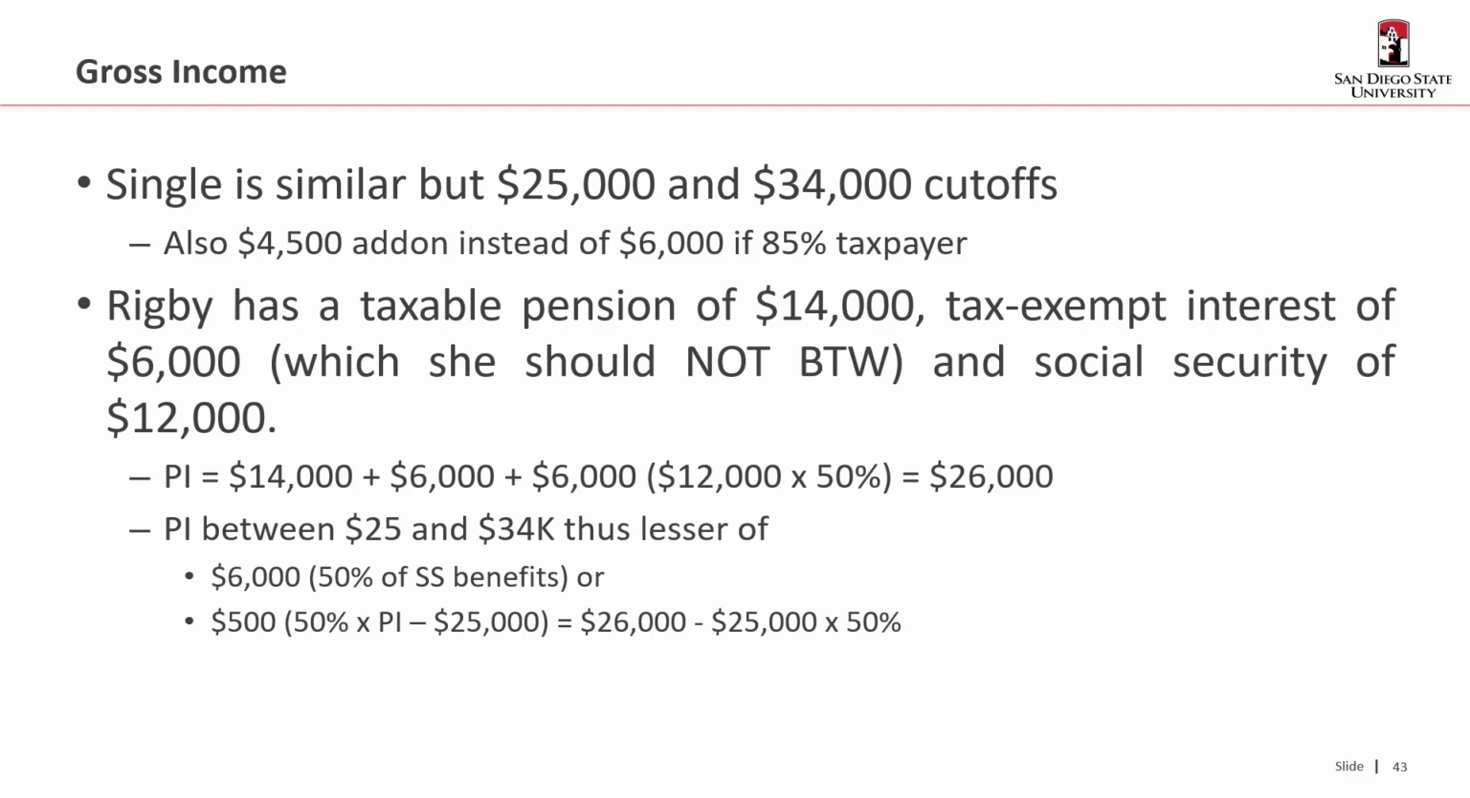Well, first, her provisional income would be the $14,000 plus the $6,000 plus half of her Social Security benefit. That totals $26,000. She's between $24,000 and $34,000, which means that the amount that's taxable to her is either $6,000, which is 50% of her Social Security benefits, or $500, which is 50% times her provisional income minus $25,000. Recall her provisional income is $26,000 minus $25,000 is $1,000 times 50% is $500. So therefore, the taxable amount of her Social Security is only $500.